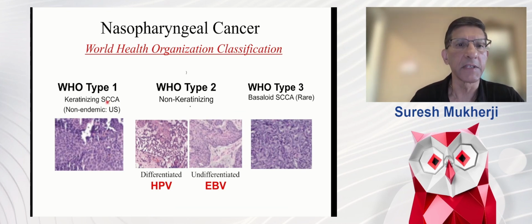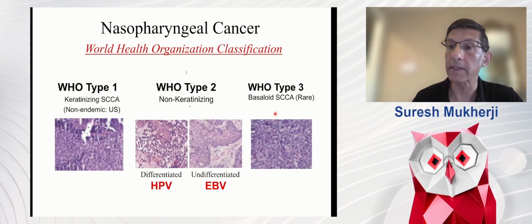There's a WHO type 1, which is the keratinizing squamous cell carcinoma, which is non-endemic, which we primarily see in the United States. Now, there's a WHO type 2, which is a non-keratinizing type. And when you look at the non-keratinizing type, there's a differentiated and an undifferentiated. Now, when we look at the Epstein-Barr associated nasopharyngeal carcinomas, the most common histologic finding tends to be the undifferentiated non-keratinizing WHO type 2. So this is the majority that you'll end up seeing globally.